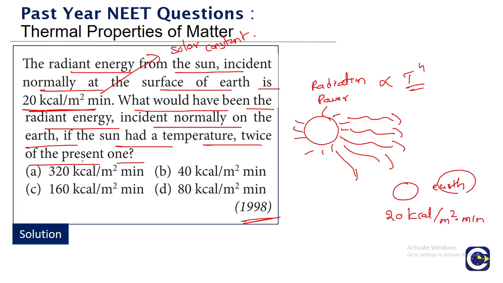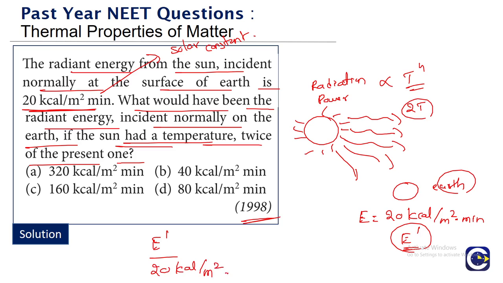If you double the temperature, if the sun had a temperature twice the present, means what? If the temperature is changed to 2T, then let us say the energy we are getting is some E dash. Initial energy is E and let us say the new energy is E dash. So look at it, what do we have? The E dash by initially what are we getting? 20 kilocalories per meter square minute. This is equal to what? 2T whole power 4 divided by T power 4, isn't it?